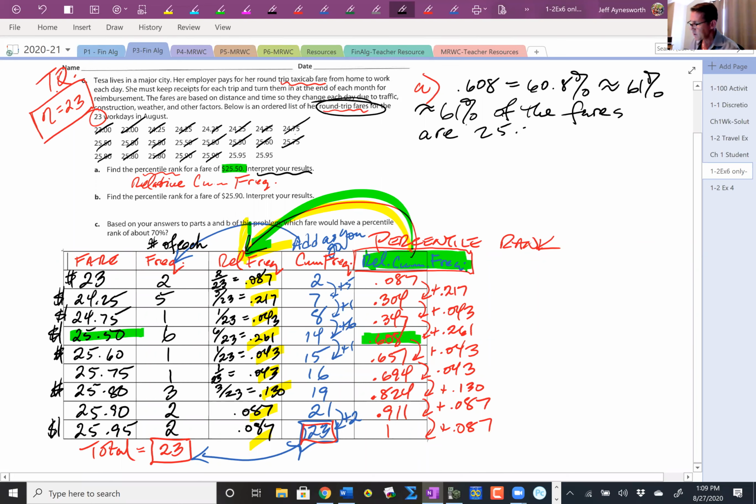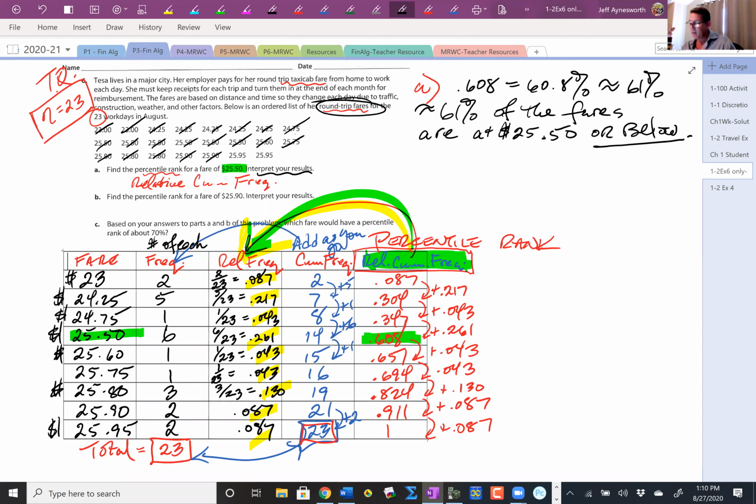$25.50. What were those key words that you said? Jerron, you said a couple key words there. Below, right. So are at 25.50, I forgot a word in there, so let me stick a word in there. Are at 25.50 or below. Those are the key words. So it's either at 25.50 or below. Not exactly at, we don't have 61% exactly at 25.50. We have 61% of the fares are at 25.50 or below. So it gives you an indication of where most of the fares are. You know, we're talking about 61% of them.